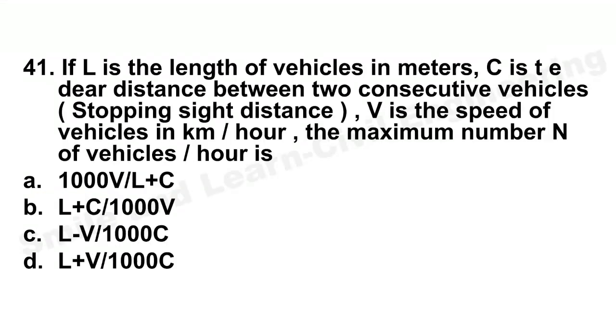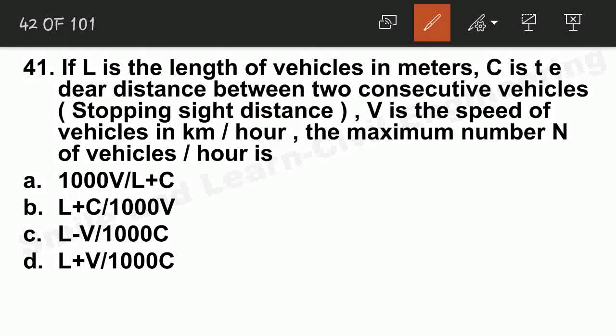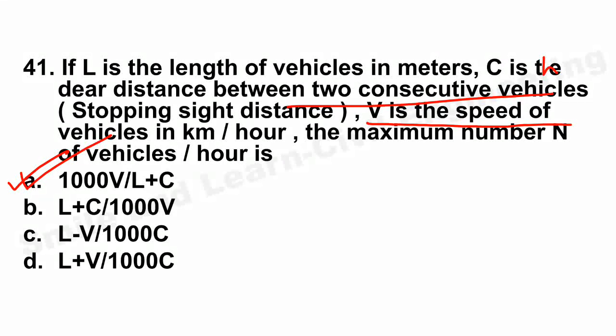Okay. Next question: L is the length of vehicles in meters, C is the clear distance between two consecutive vehicles, this will be H, there will be one H. The distance between two consecutive vehicles is the stopping sight distance only, V is the speed of vehicles, and the maximum number of vehicles per hour will be equal to 1000 V divided by L plus C. Option A is the correct answer.